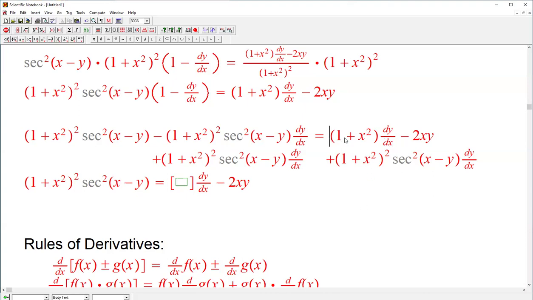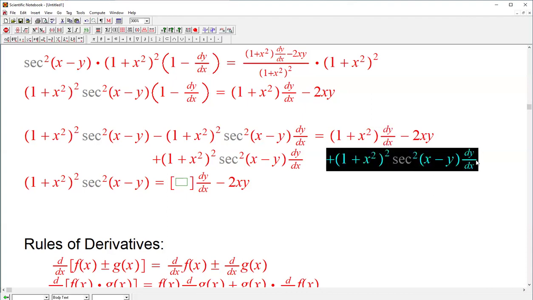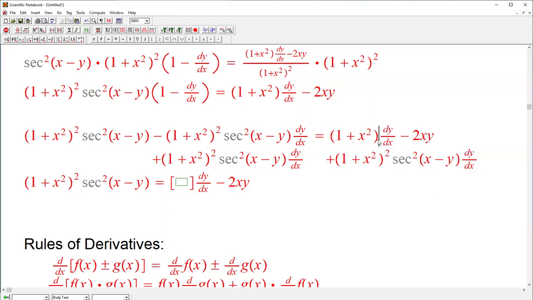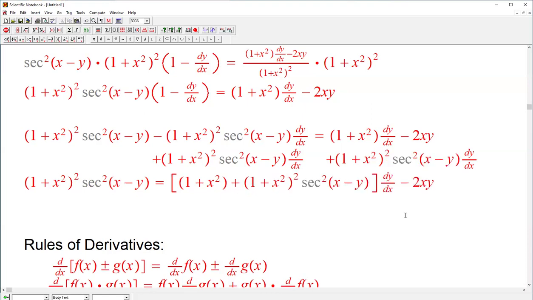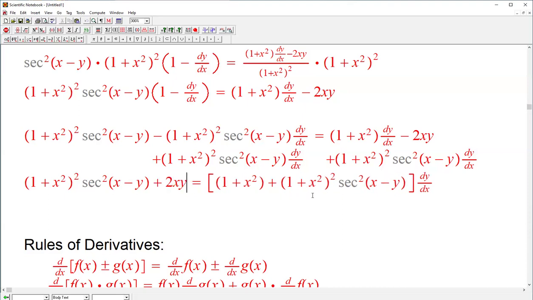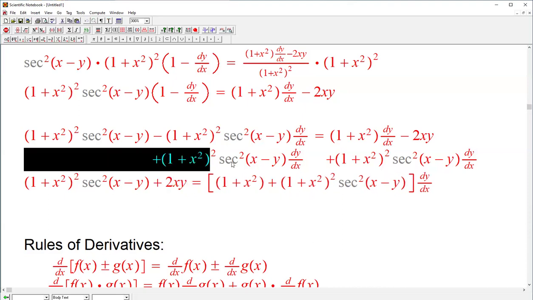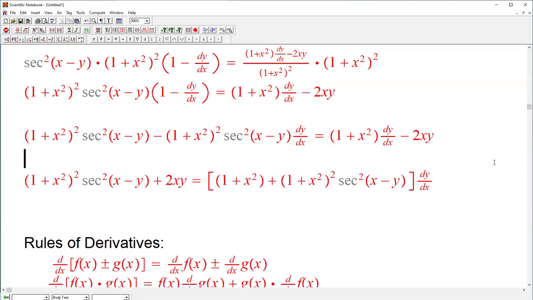So this term and the next term, dy dx is factored out. So in here is 1 plus x squared plus the whole of it in here. And of course, we're going to add 2 times xy on both sides. I think I don't need to show it to you. You get it, right? So this piece is added to the other side, 2xy. After all is done, we don't really need to see this, okay?